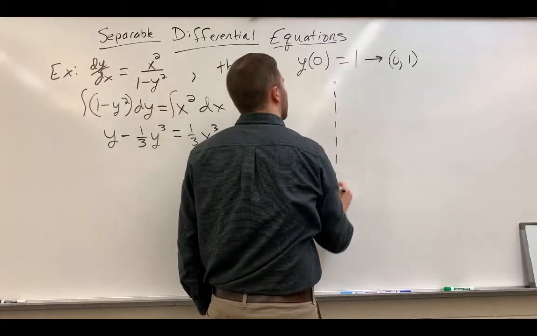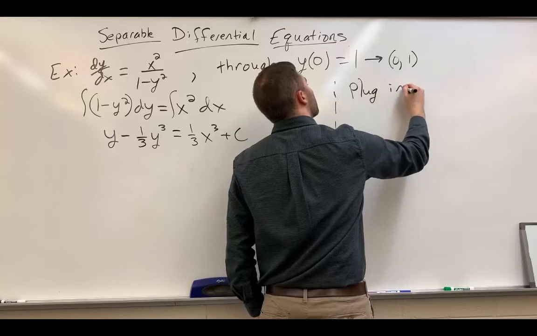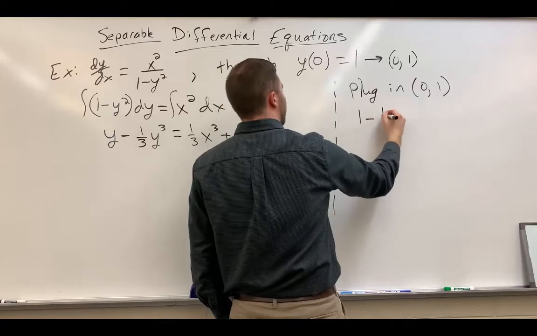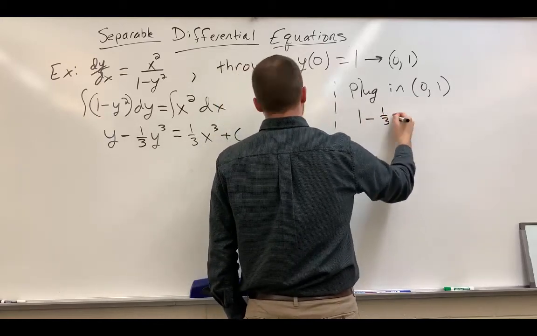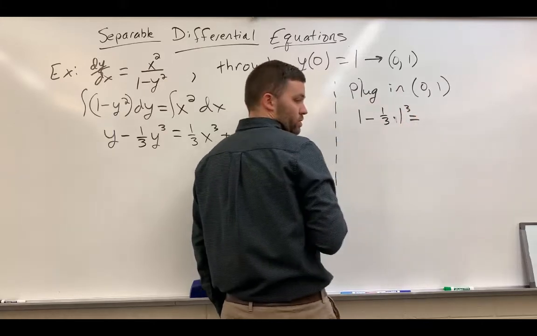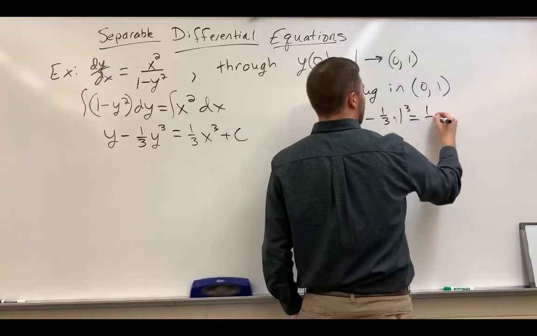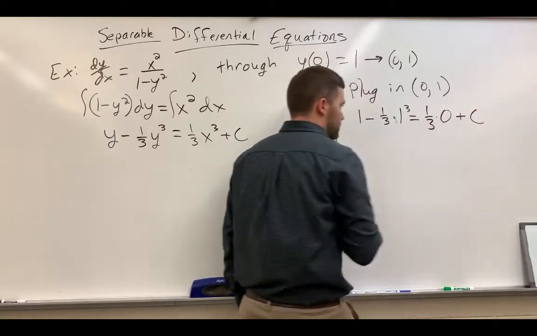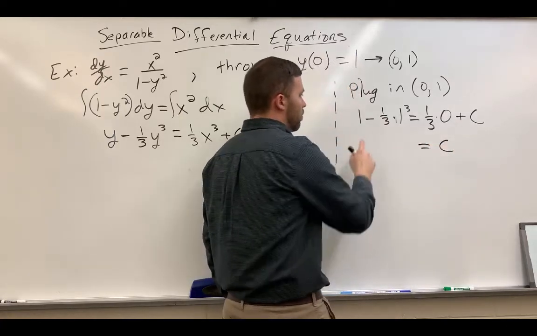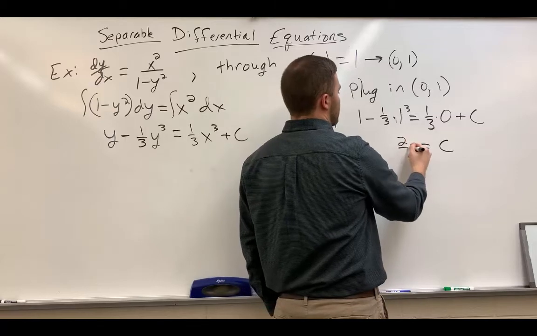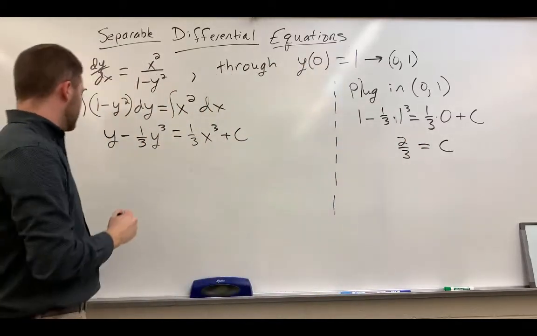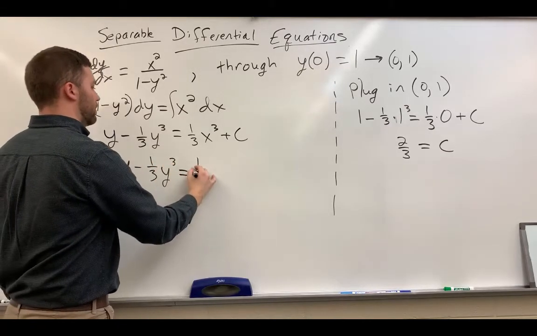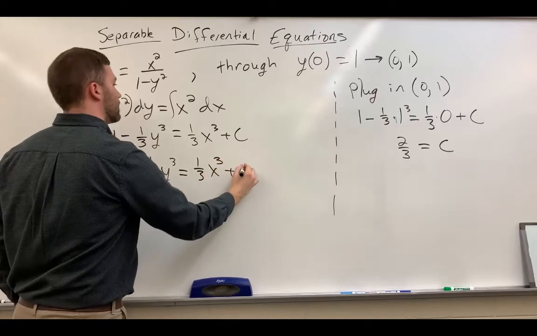So I'll plug in 0, 1. All right, so x is 0 and y is 1. So I end up with this: 1 minus 1/3 times 1 cubed. That's equal to 1/3 x cubed, and that's x is 0, so times 0, plus c. So when everything shakes out here, I have c is equal to 1 minus 1/3, so 2/3. So let's write that in. Y minus 1/3 y cubed is equal to 1/3 x cubed plus 2/3.